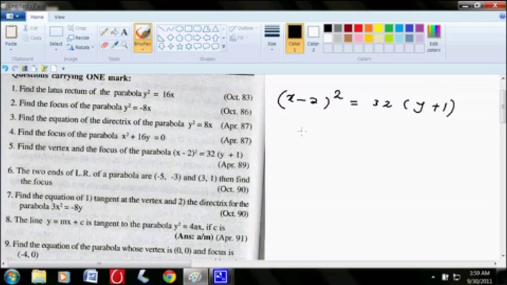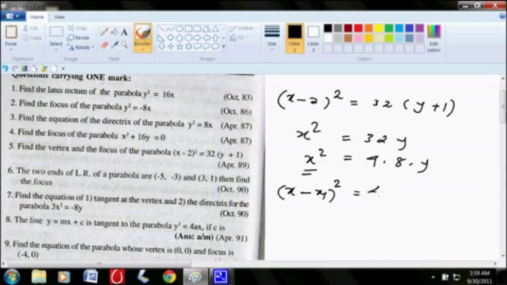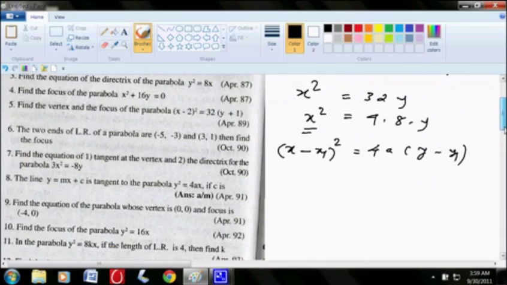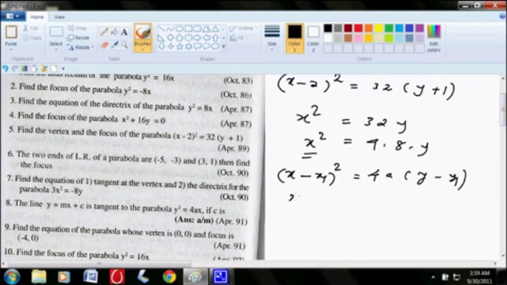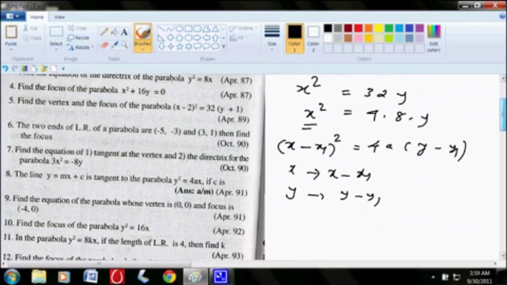Now you can make out that had the question been x squared is 32y, you could have made it like 4 into 8 into y. But here, in place of x, we have (x minus x1) whole squared is 4a into (y minus y1). So any x can be converted into x minus x1, any y can be converted into y minus y1, leaving everything the same.